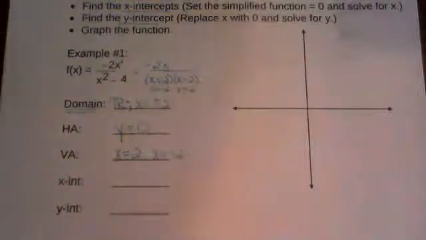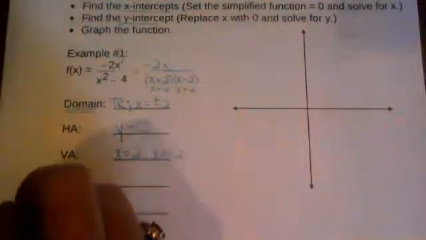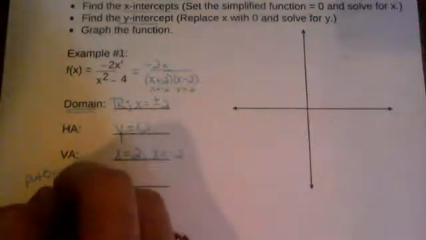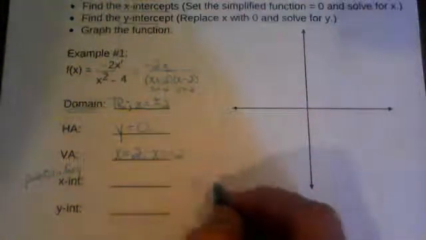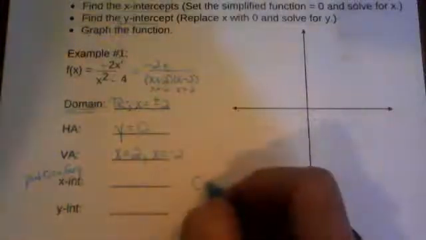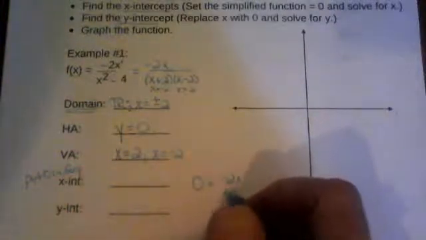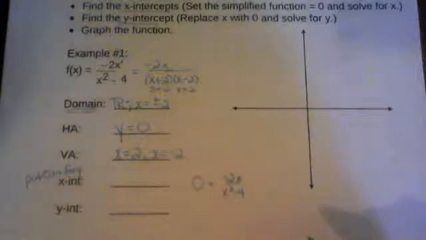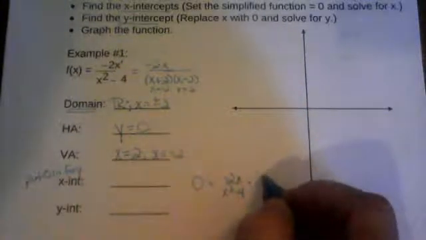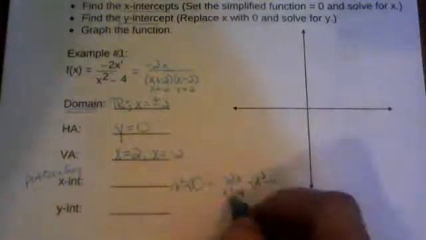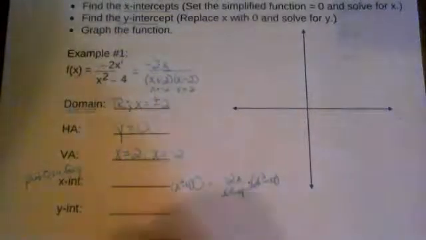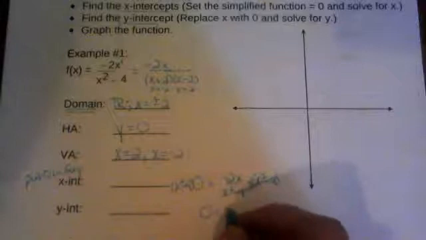Okay, then it says we want to find x and y intercepts. Well, to find the x-intercept, we're going to put 0 in for y. Now, there's actually a little bit of a shortcut for this, but let's go ahead and work it out first. If I put 0 in for f of x or for y, I get 0 equals negative 2x over x squared minus 4. Well, to solve that, the first thing I do is multiply both sides by x squared minus 4. And on the right-hand side, they divide out. Over on the left-hand side, I just get 0.